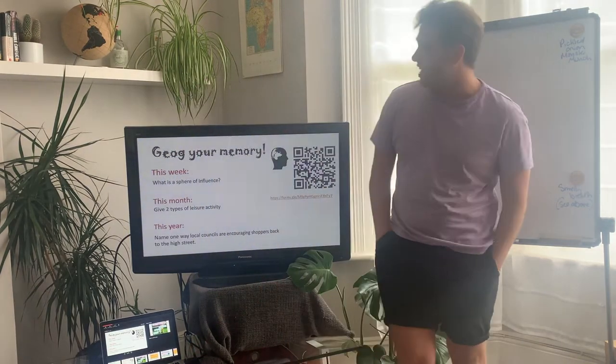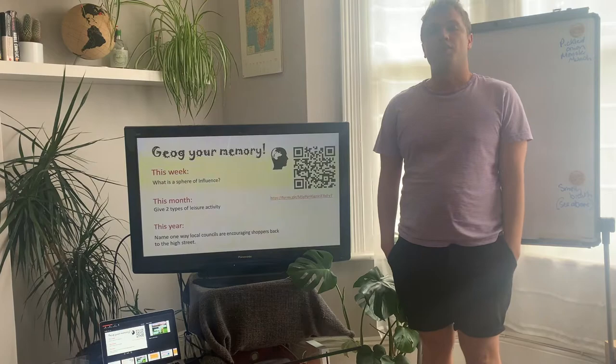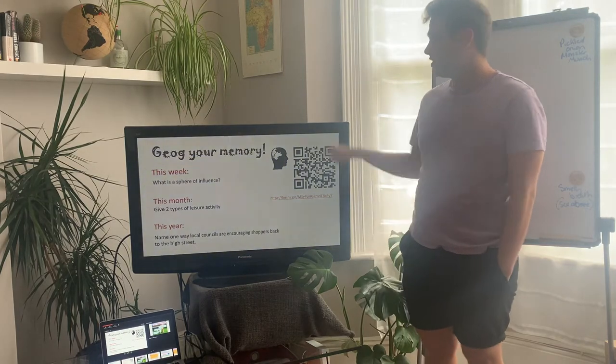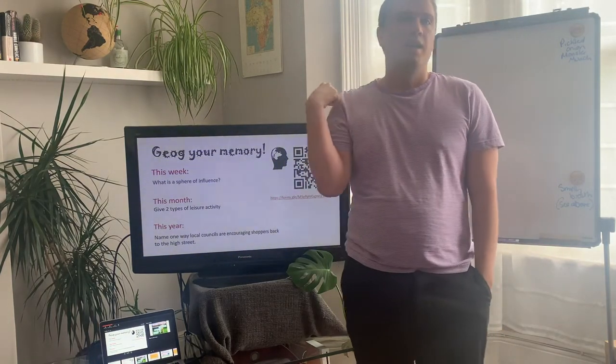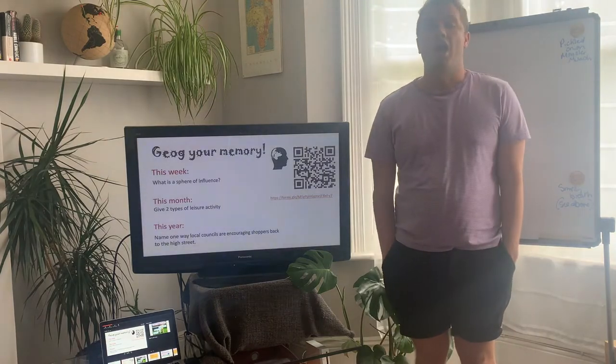Before we get started on today's lesson, jog your memory as per usual. So three questions, scan the QR code, have a go, fill in your name, let us know who you are, and good luck.